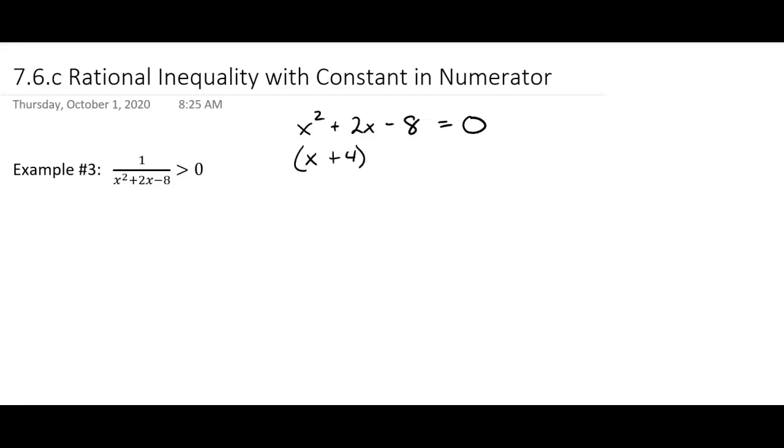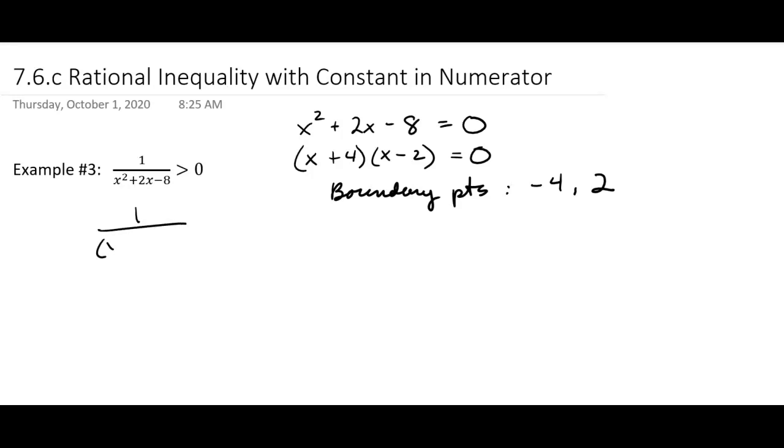So x plus 4 and x minus 2. That will work. And so I'm going to get boundary points at -4 and 2. I'm going to have 2 of them. Those will be the things that make the denominator equal to 0. Okay? So you can write this as 1 over x plus 4 times x minus 2.